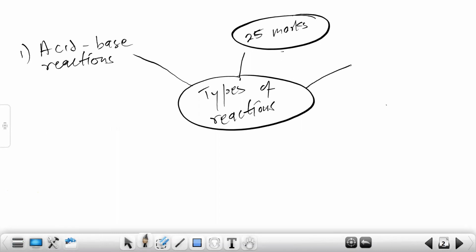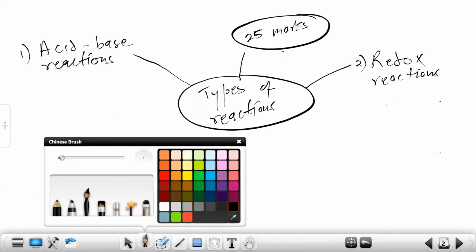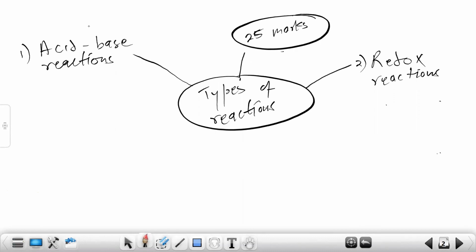Also, I should be in a position of working with what we call redox reactions. But for today, the highlight will be on working with acids and bases. As we build up to more complex situations, we'll introduce the redox reactions later.